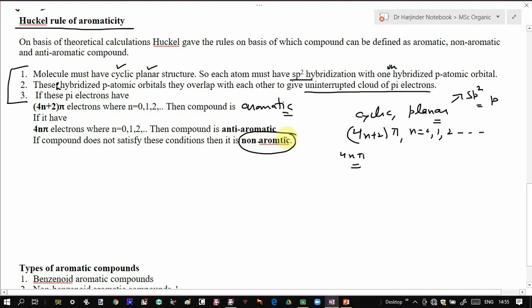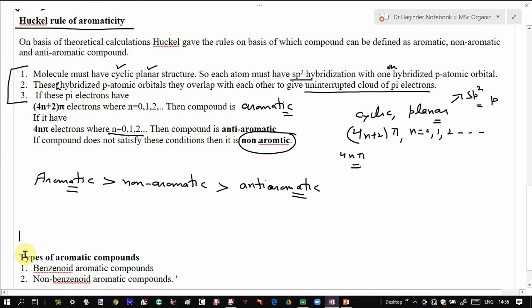Now if you look at the order of stability of these compounds, aromatic compounds have maximum stability due to delocalization of pi electrons. Then you have non-aromatic compounds, and anti-aromatic compounds have least stability. Anti-aromatic compounds, when there are 4n pi electrons, where n may be 0, 1, 2, 3 and so on, have least stability. Okay, so this is a very important Huckel's rule of aromaticity.